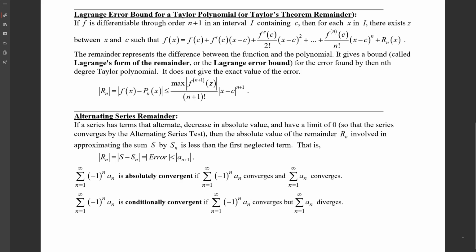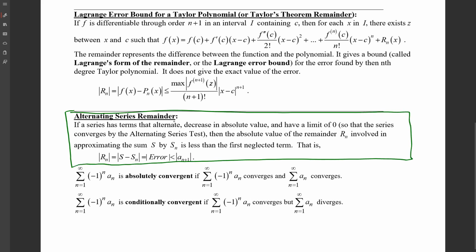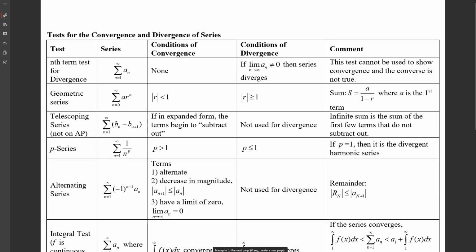Hi guys, today what I'd like to talk about is the alternating series remainder. If you look on your formula sheet, it's the second to the last page, and it's just this section right here. So that's what we're going to talk about today. If you look at the very last sheet of your formula sheet, it is this part right here. And this alternating series remainder is not on the 2020 AP exam. So this is for your own edification.